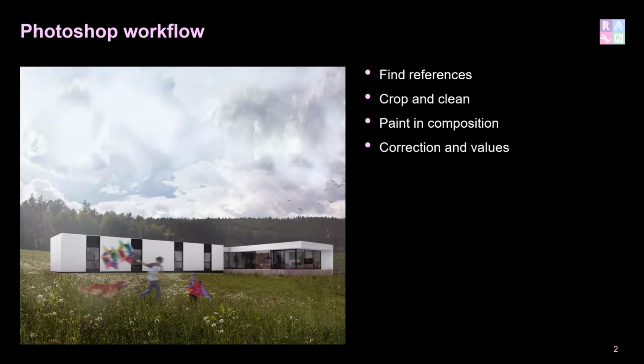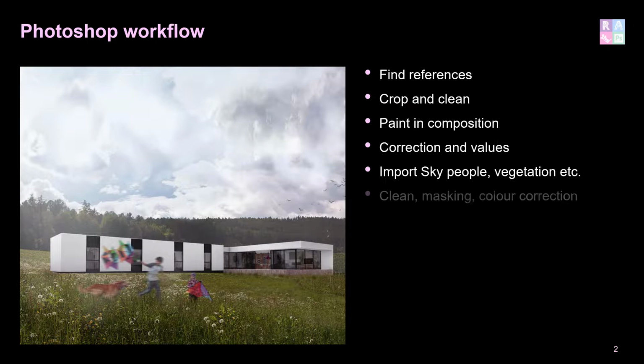We'll then go through color correction and aligning the values of the raw render itself before we bring any other external elements in. We'll then go source the blocks to import. So this will include skies, people, clouds, vegetation, anything else that you want to add in. We'll then have to clean and mask those blocks as well as give them the correct values and color corrections so they sit inside of the render nicely and in a balanced fashion.